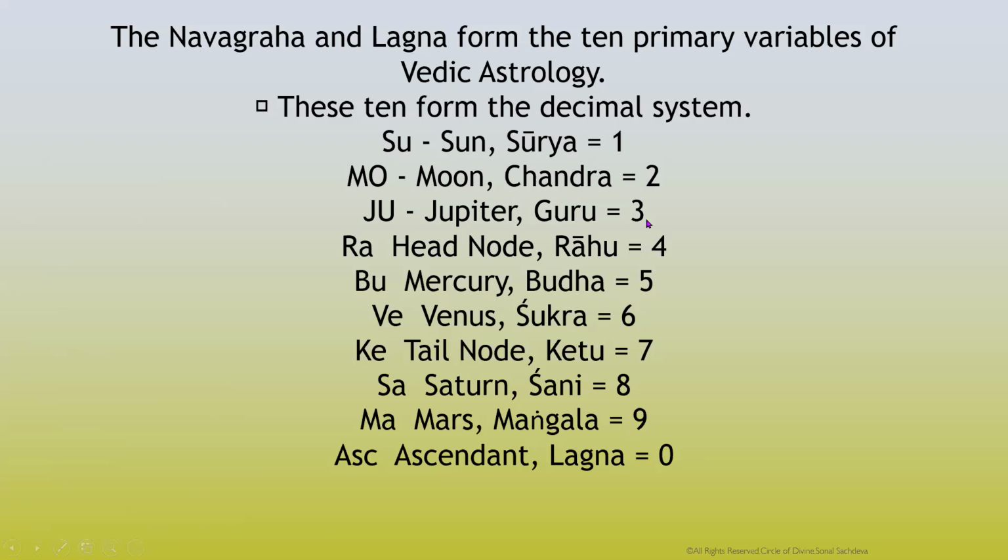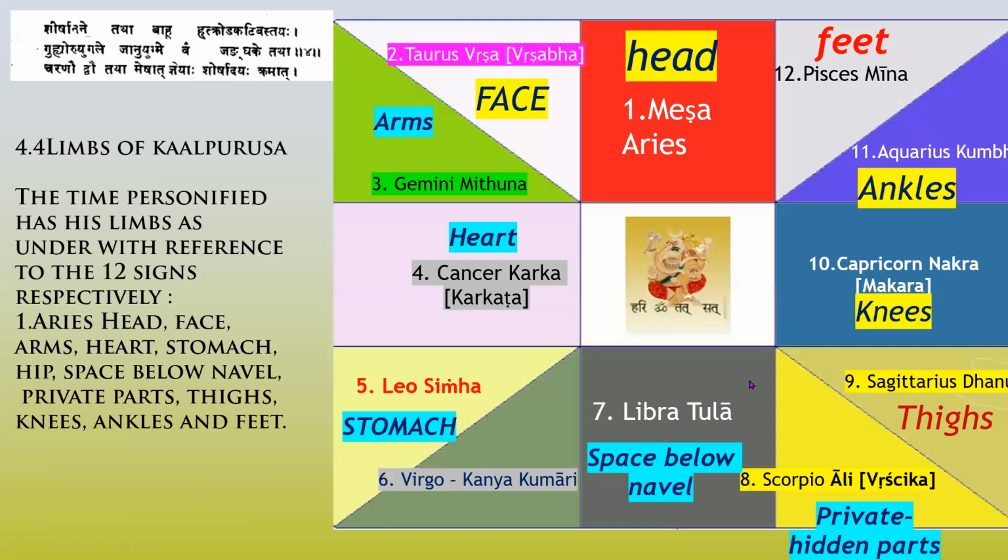Okay, so this numbering system is the fundamental basic. You've got to know it. It's very, very important. Now, this is again the limbs of Kalpurusha, that is the face, the hands. Remember, we went through this previously, but I'm going to quickly go through it.